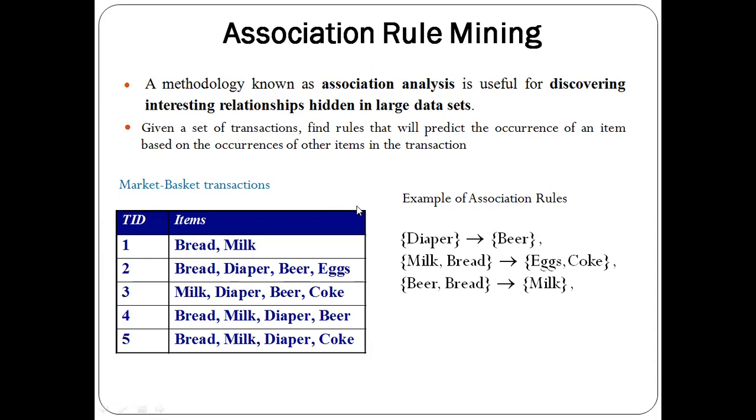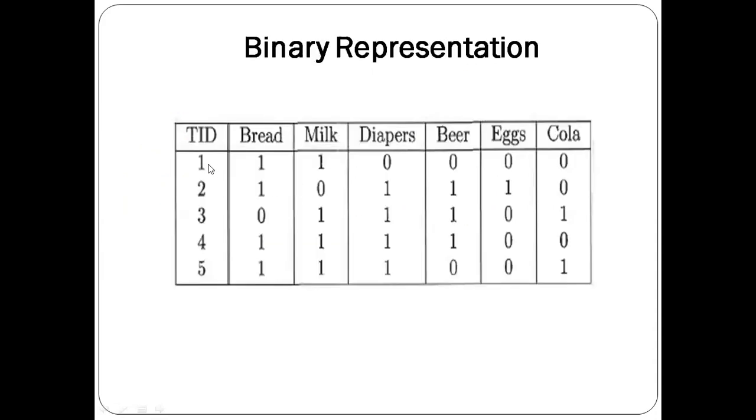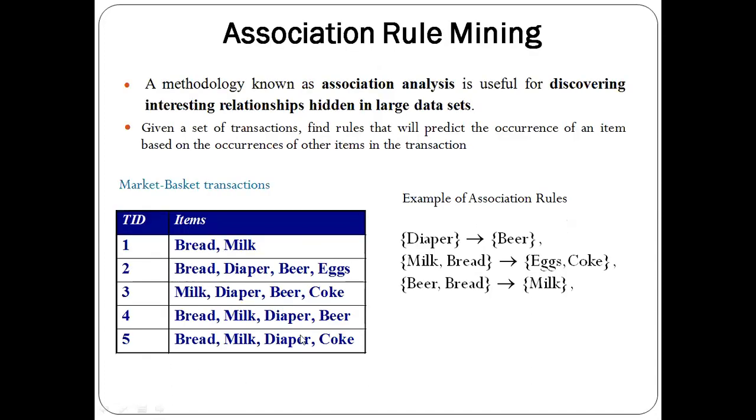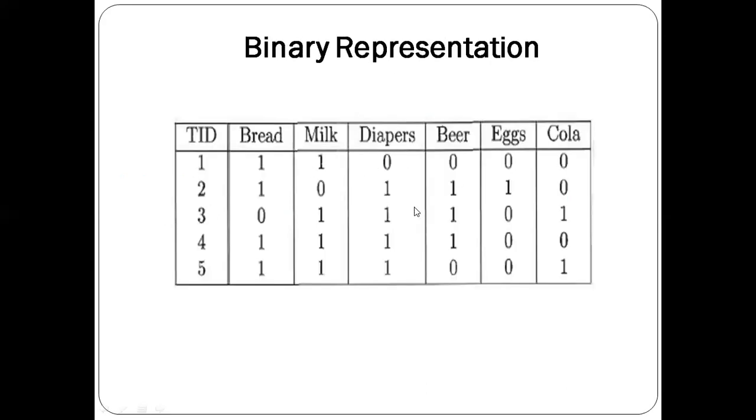In the binary format, each row is going to correspond to a transaction, and each column is going to correspond to the items present in the transactions. Total how many transactions are present in this market basket data? In total we have 5 transactions here, represented by rows, and columns correspond to the attributes. Attributes are nothing but the items bought by the customer. In total we have 6 items here: bread, milk, diapers, beer, eggs, and cola.